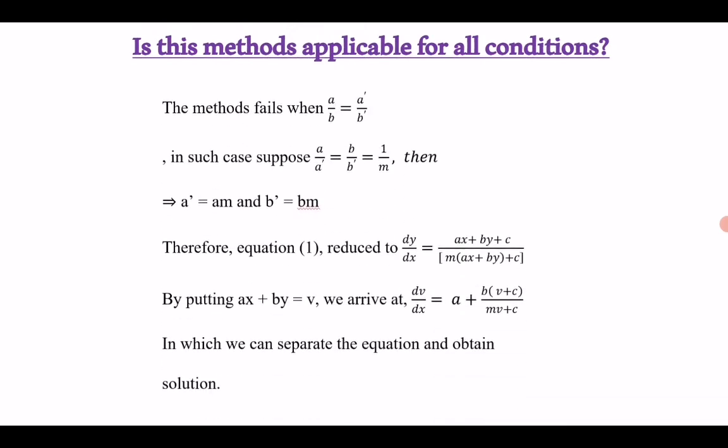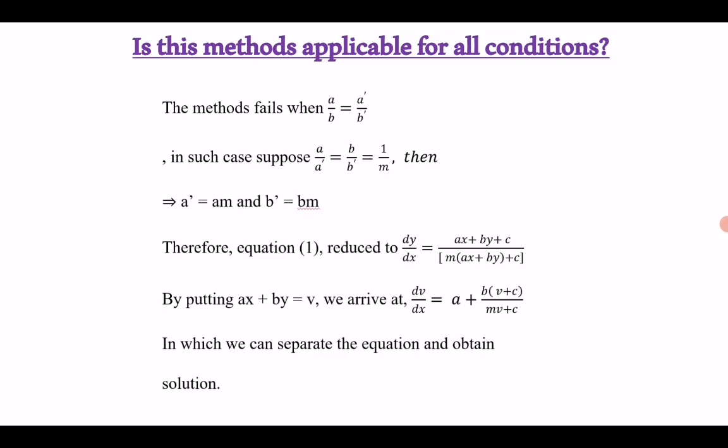Is this method applicable to all conditions? Let us check. When a by b equals a prime by b prime, then this method fails. In such a condition, we suppose a by a prime equals b by b prime equals 1 by m. Then it implies that a prime equals am and b prime equals bm.